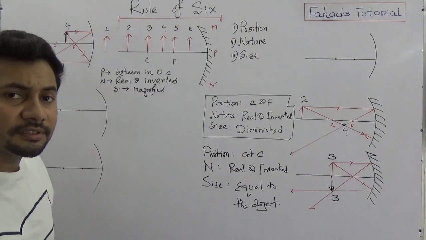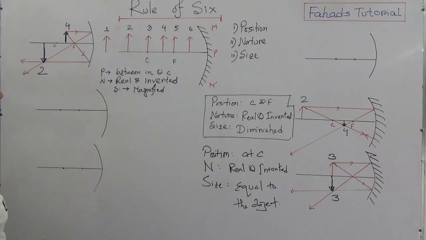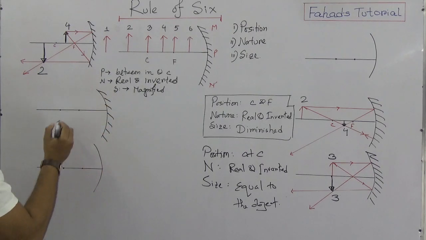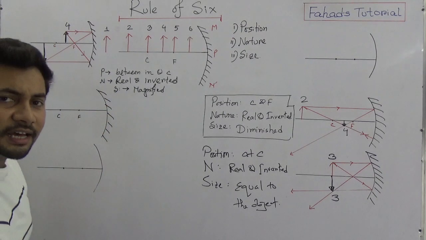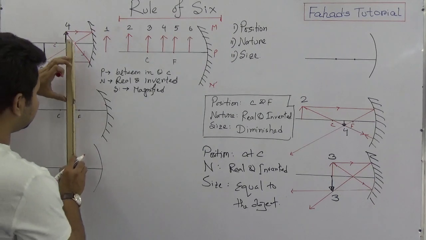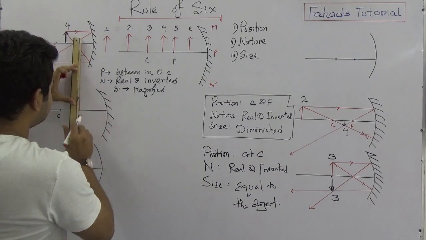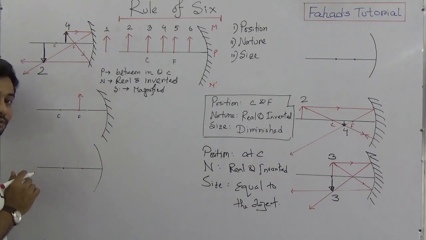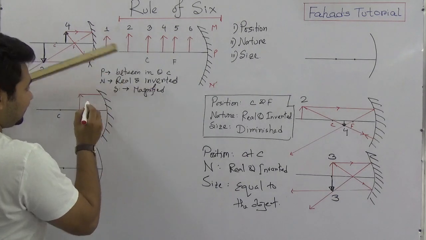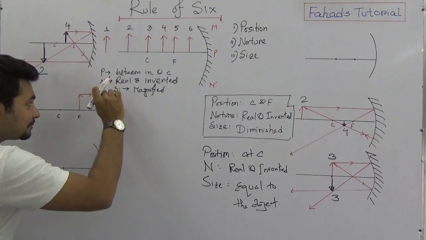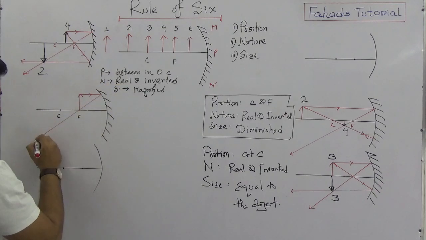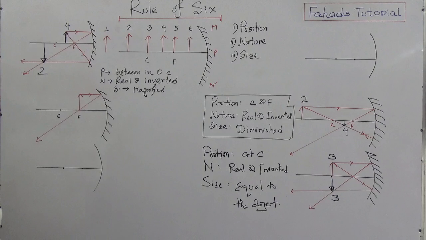Okay. Now what about position number 5? In this case, this is a mirror, and this is C and this is F. Now the position of the object in number 5 would be here, actually. So if it's in this case, what will the first ray be? When it is parallel to the principal axis, it will come back to this principal focus.